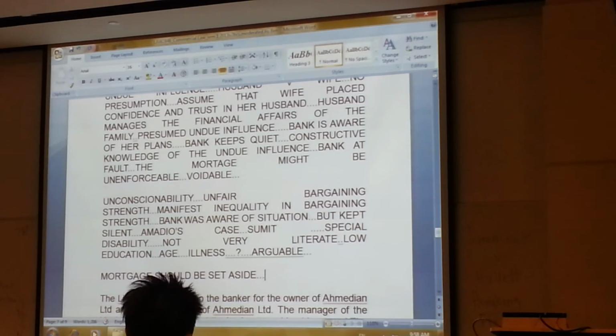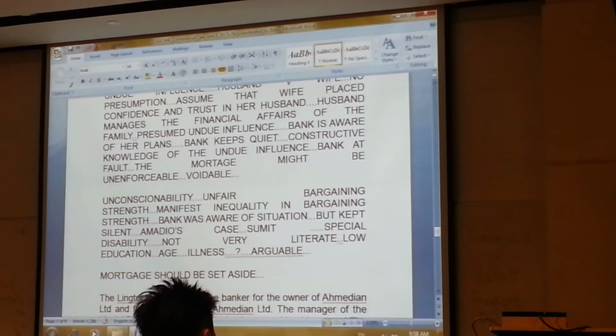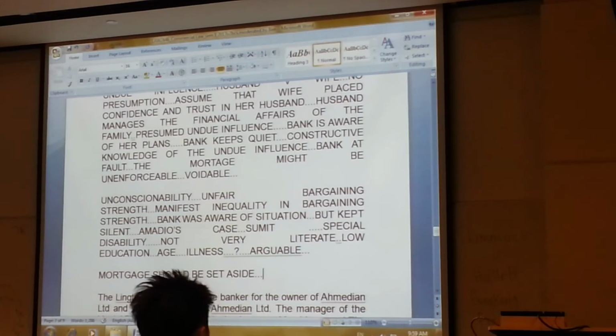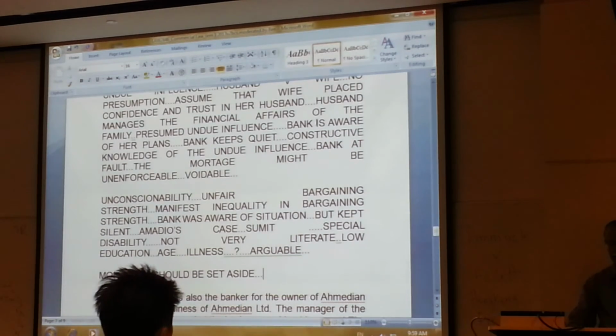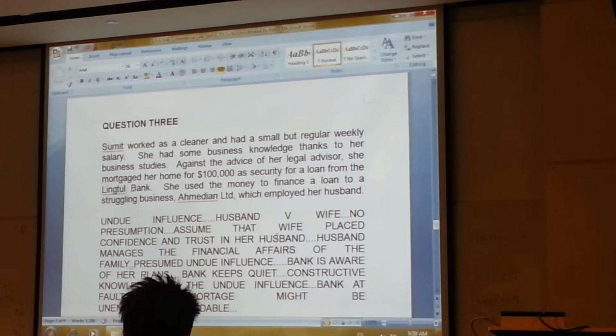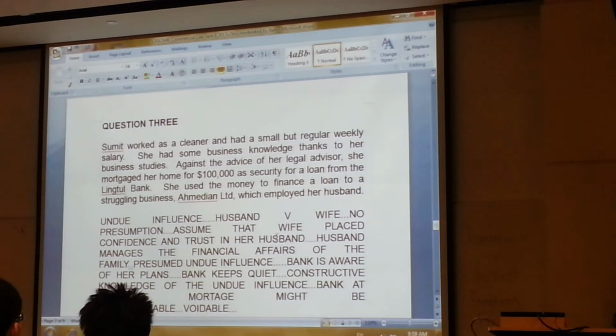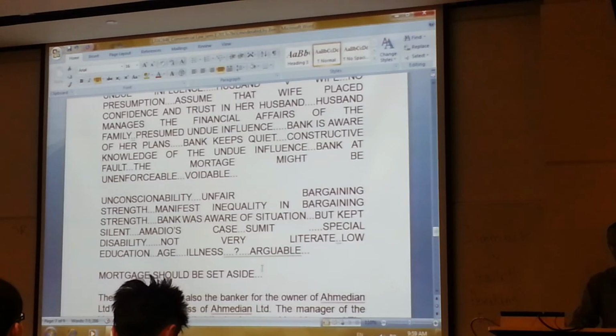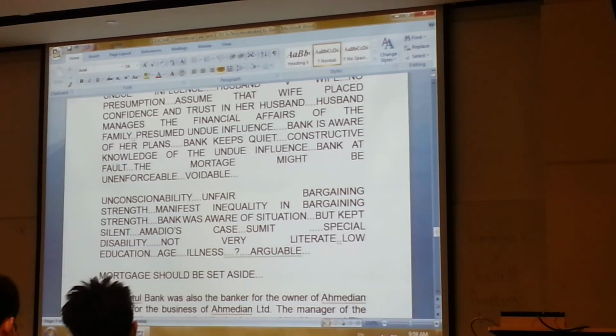But there is one major problem. What is the major problem in this question? So general rule, when you have undue influence, when you have unconscionability, mortgages cannot be enforced. What is the problem here? Read the question again. Anyone? What's the problem that you can see? This is the problem, class. Against the advice of a legal advisor. She went to the lawyer and sought advice. So class, this is the problem, right? So she had sought independent legal advice.